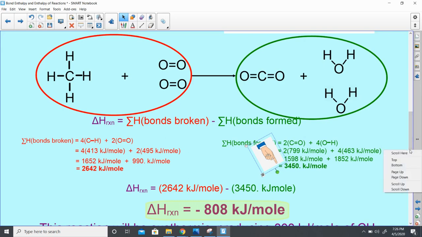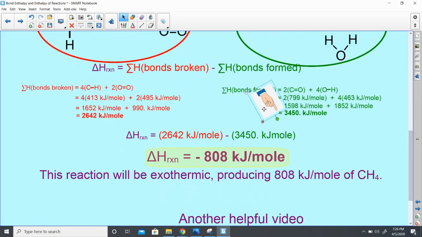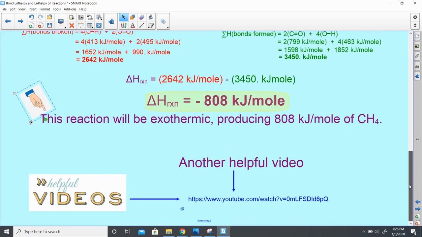I take the amount of energy required to break the bonds, 2,642, subtract the amount of energy that's going to be given off by the formation of the bonds, and we get a value of negative 808 kilojoules per mole. Now recall, a negative delta H in a reaction indicates that the reaction is exothermic. So this reaction will be exothermic, producing 808 kilojoules per mole of CH4. And that is pretty much how you calculate the enthalpy of a reaction based on enthalpies of the bonds or bond energy.